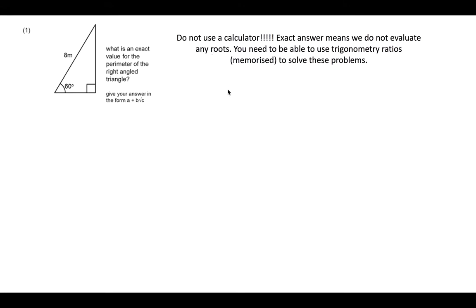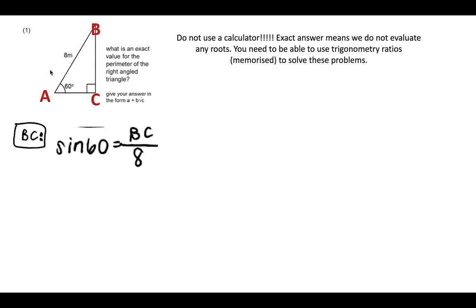But you will need to be able to use trigonometry ratios to solve these problems. All right, so I'm going to start by labeling this triangle. And we're looking for the distance BC first, so that height of the triangle. If I have 60 here, this is the opposite, and this is the hypotenuse, so I need to use sine. So I'd say sine of 60 is equal to the distance BC divided by the hypotenuse, 8.